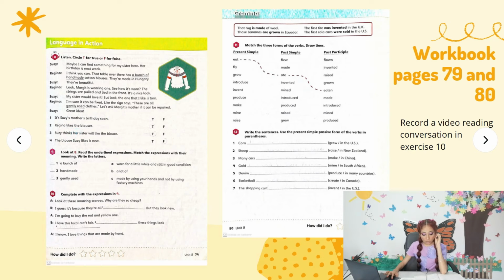Activity 9 says, look at 8, this conversation. Read the underlined expressions, match the expressions with their meanings, write letters, okay? So we're going to match this information with this one, depending on what you think they mean, okay? Activity 10, and pay attention to activity 10 because we need to record a video reading conversation in exercise 10.